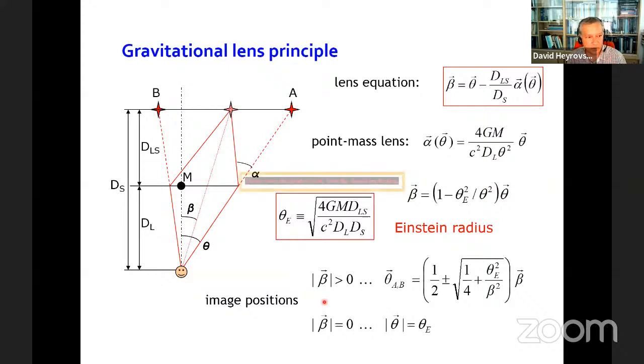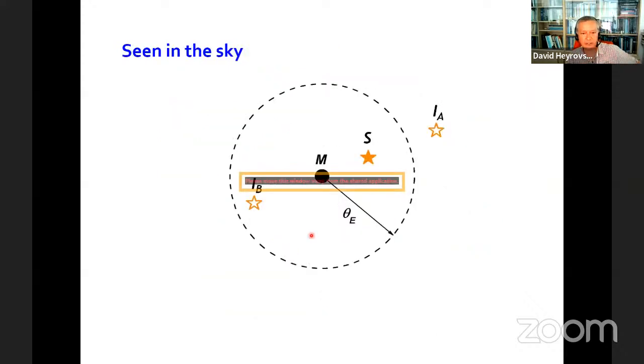Let's take a look at what this would look like in the sky. Here would be the lensing object. This would be, let's say, the true position of the source, but you don't see it. Instead of it, you see two images. You see one image here outside this Einstein ring and one image inside.